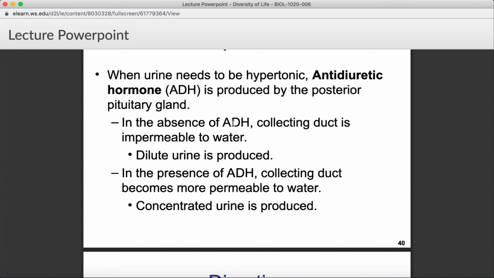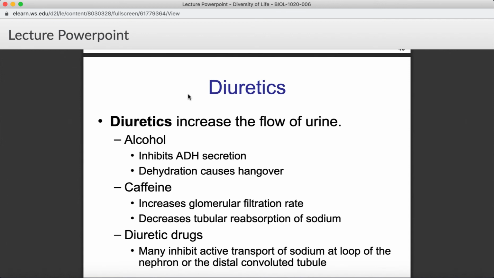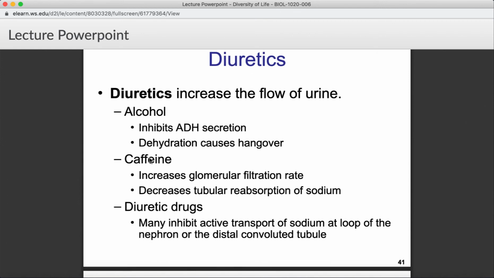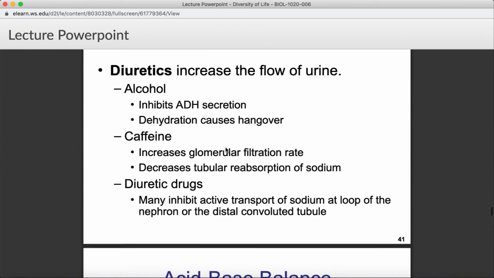Caffeine is a diuretic, meaning that it will make you lose more water through the urine. So diuretics increase the flow of urine. Alcohol, caffeine, and other diuretic drugs. So alcohol inhibits antidiuretic secretion, and it's the dehydration that causes a hangover. So the only way to prevent this is every time you take a shot, you've got to drink water, or follow a beer with a bottle of water, something like that. You have to keep yourself as hydrated as possible in order to prevent dehydration.